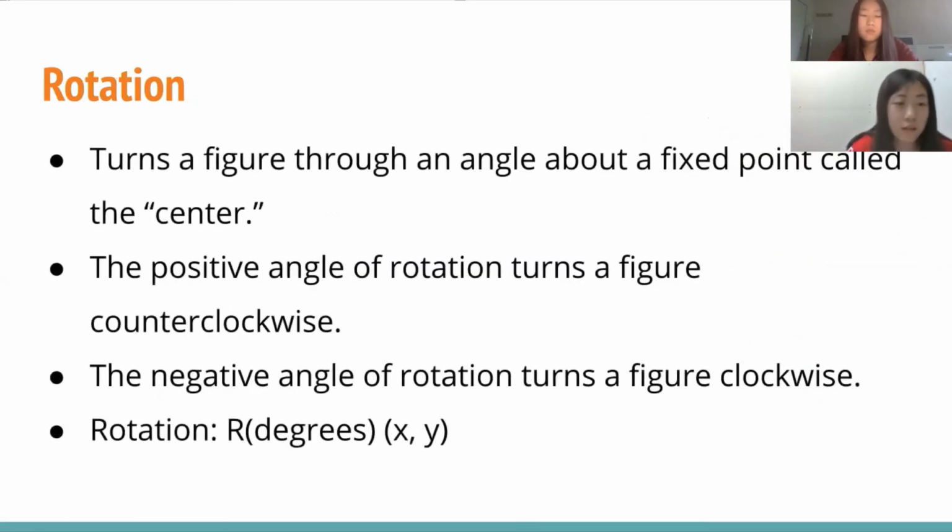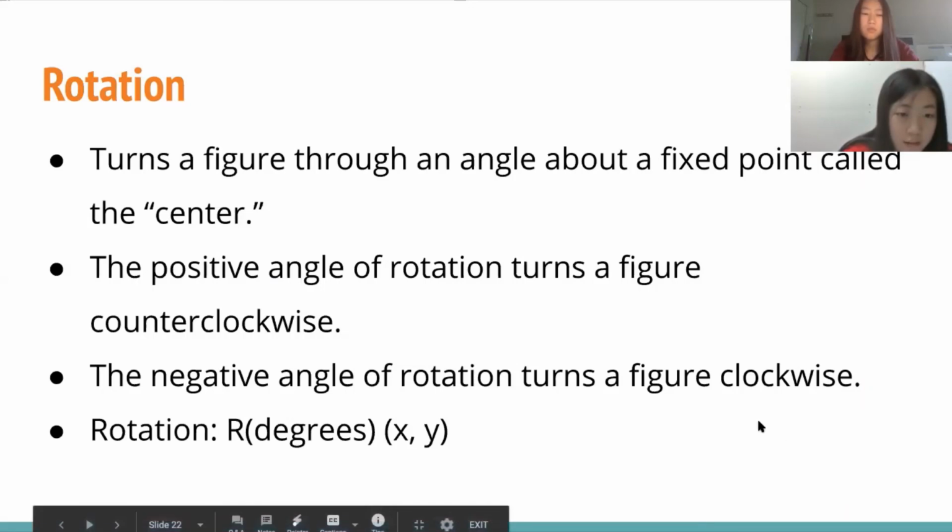Rotation. Rotation turns a figure through an angle about a fixed point called the center. The positive angle of a rotation turns a figure counterclockwise. The negative angle of a rotation turns a figure clockwise. That's the notation for rotation. It's r degrees and then x, y.